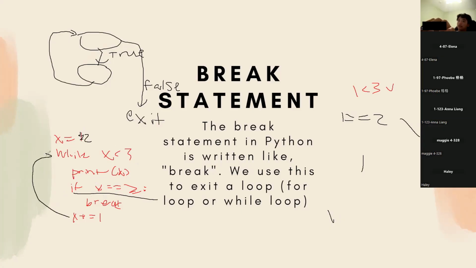Now we go back up here, because that's just what this says. We check this while condition. Is two less than three? It is, so we go back in here.